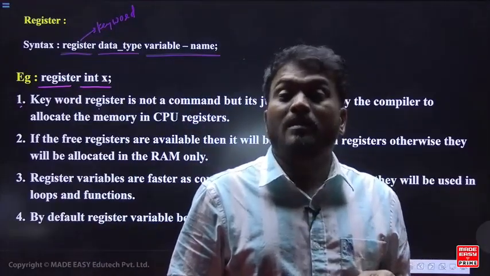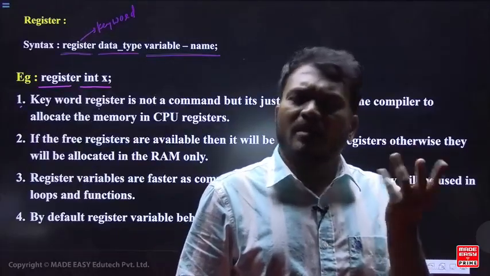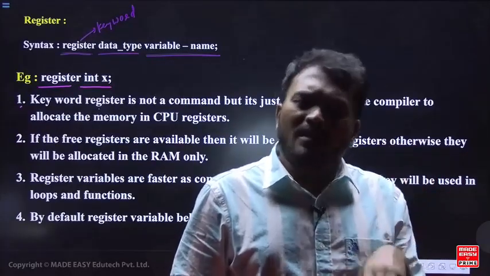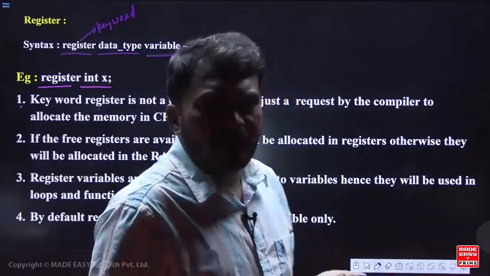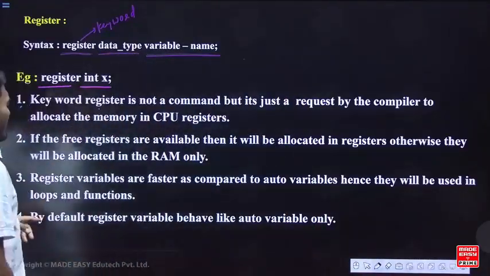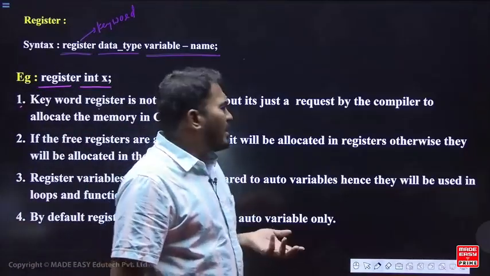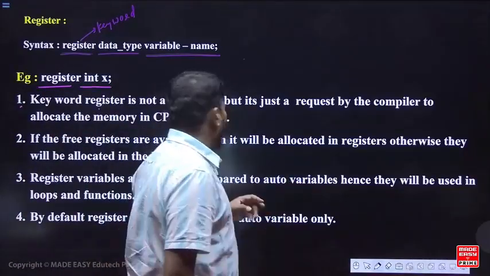Otherwise, it will be allocated in RAM only. If free registers are available, then it is allocated in the register. Otherwise, it will be allocated in RAM only. Is that clear? And the next, understand here. Third point: register variables are faster compared to auto variables, obviously, right? So they will be used in the loops and functions.